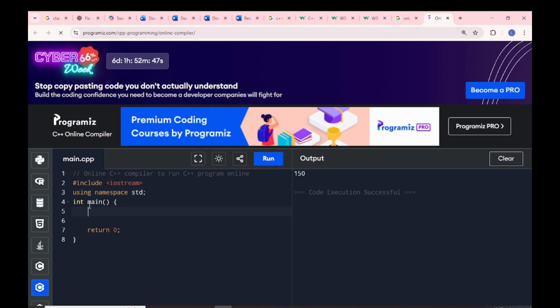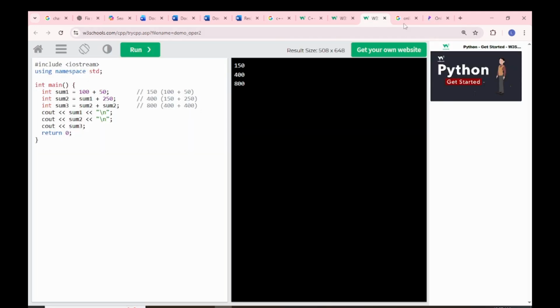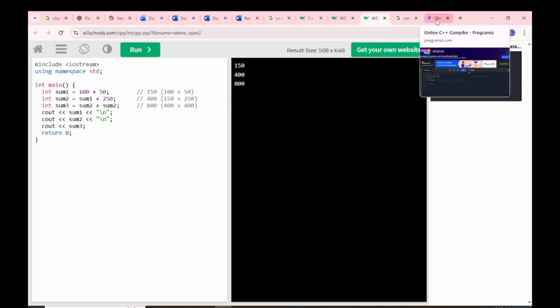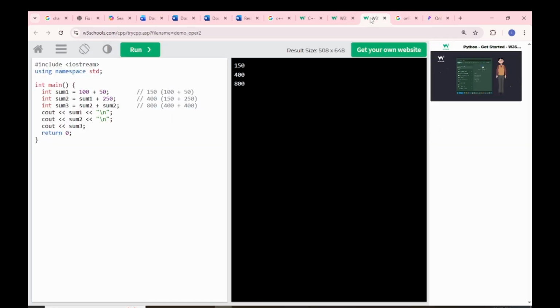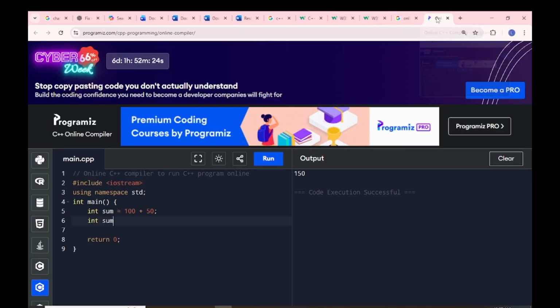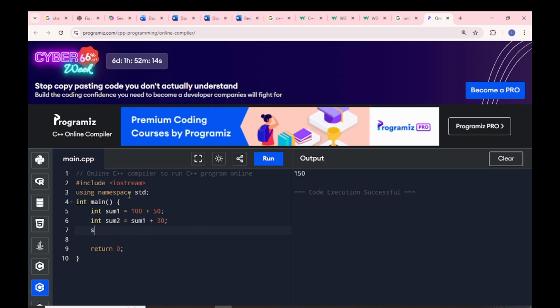So now we can try the other one. Integer sum1 equals 100 plus 50, sum2. Sum1, sum2, sum3, right? So sum2 equals sum1 plus 30. Let's say sum3 equals sum2 plus sum2, right?